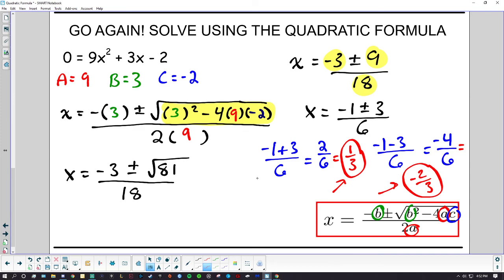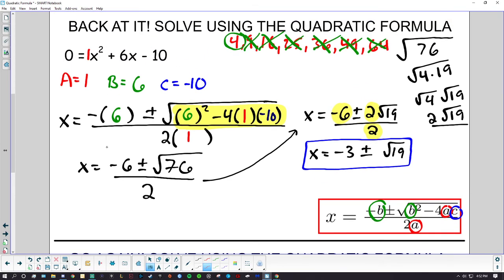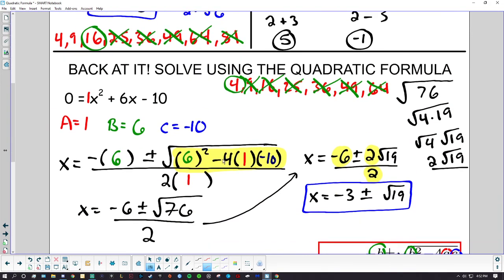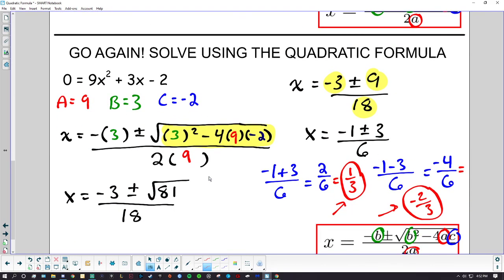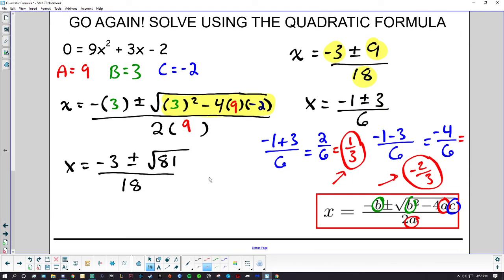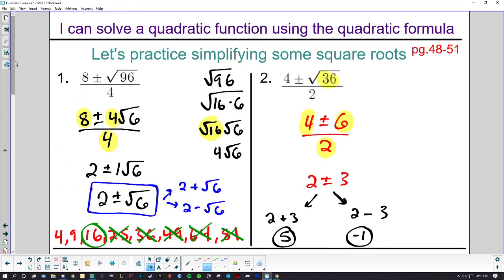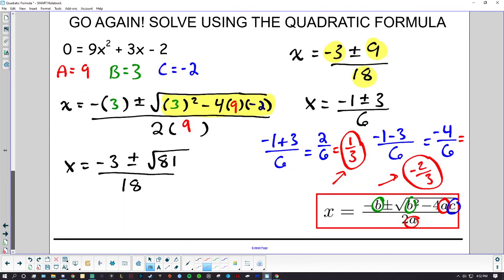Okay, so that's the end of our examples for today. You should have, sorry, my headset died. You should have 1, 2, 3, 4 problems in your notes between pages 48 to 51. Get all of this done.